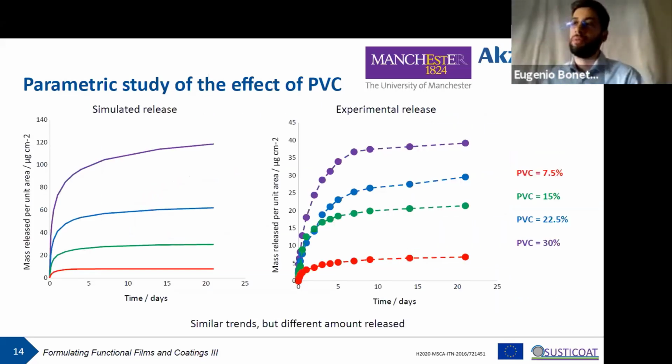Comparison with experimental data shows basically similar trends, but not quite the same amount released as a function of time. The simulations predict a higher amount released. Probably this suggests that there might be something missing in the model, something that reduces the amount released as shown in the real coatings in the experiments.